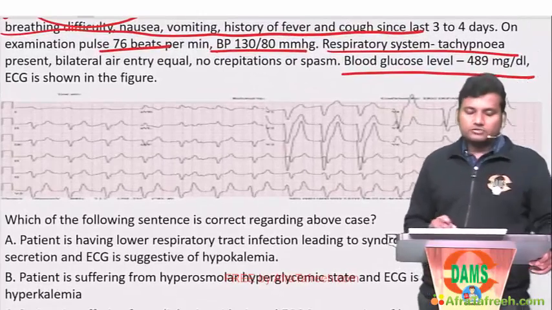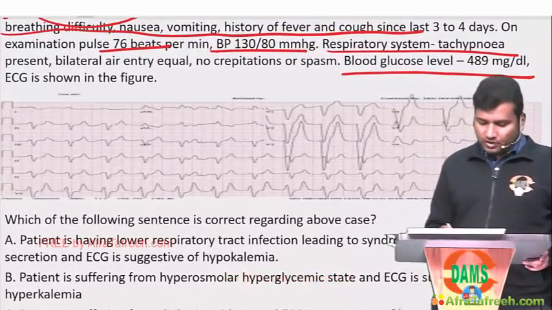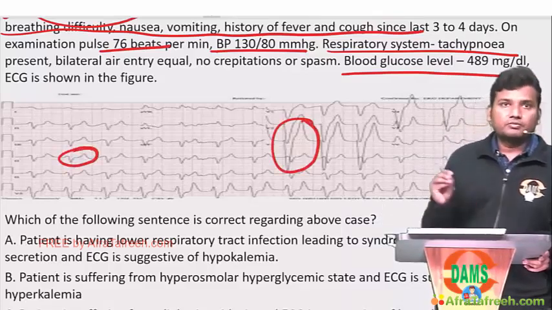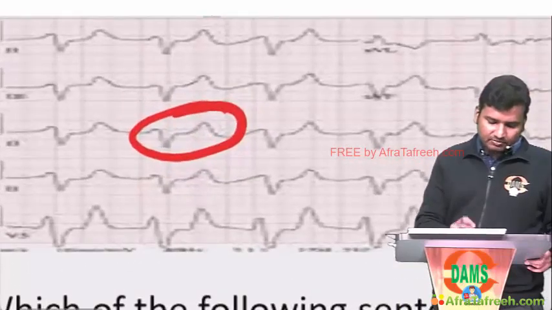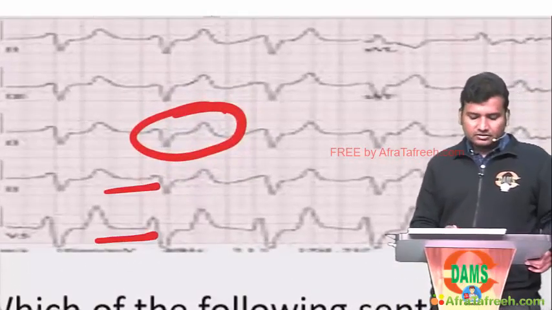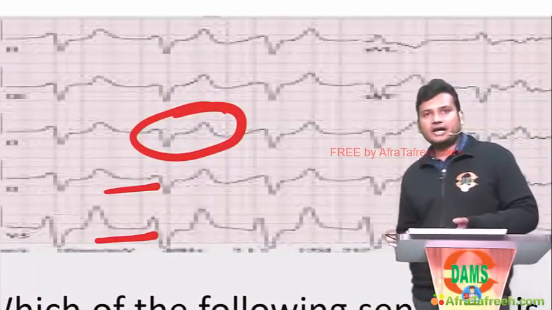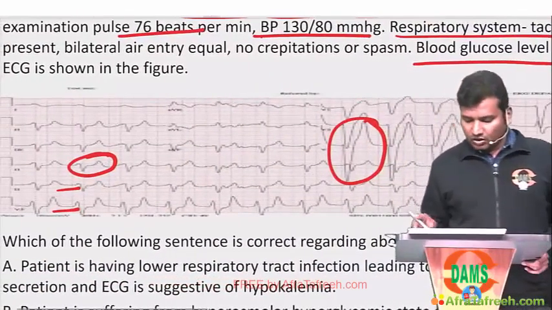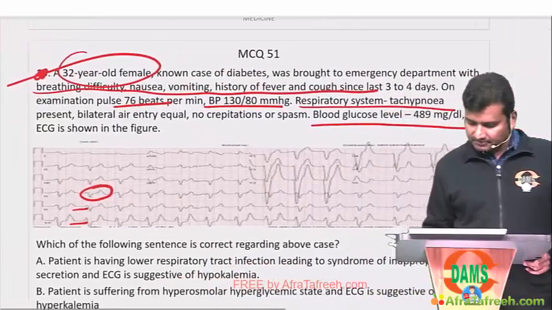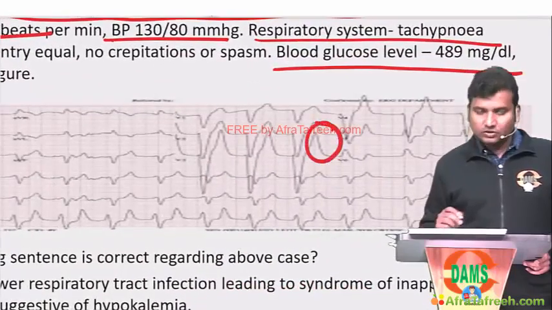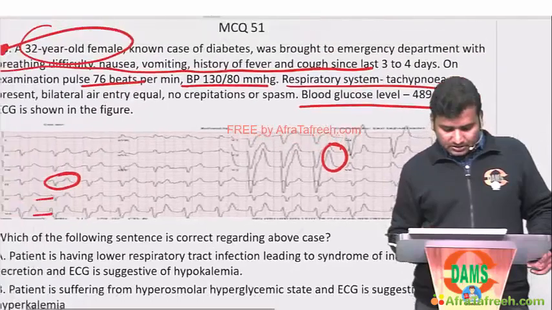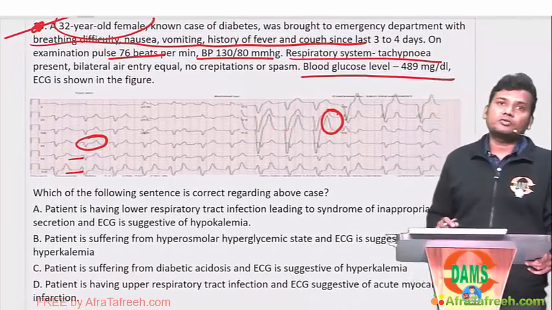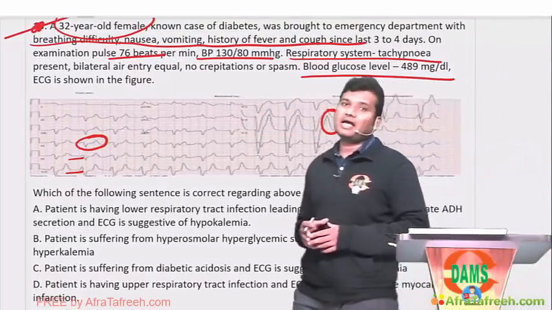Now, if you see the ECG, you can see broad QRS complexes. Then you can see P waves are absent. Broad QRS, absent P waves. Then tall T waves. You can see these are the tall T waves. So these features are suggestive of hyperkalemia. So it is a case of diabetic ketoacidosis and having hyperkalemia.